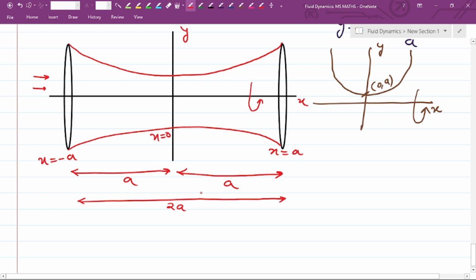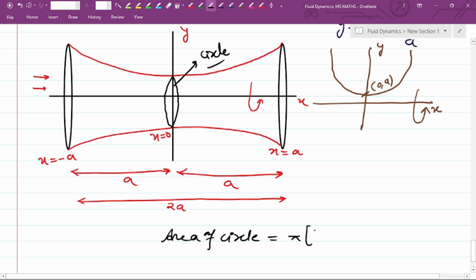Then first of all, what is the area? What is the cross section? The cross section is a circle. So the area of a circle is pi into a square. Now in this case we have pi a square. What is the radius for this?